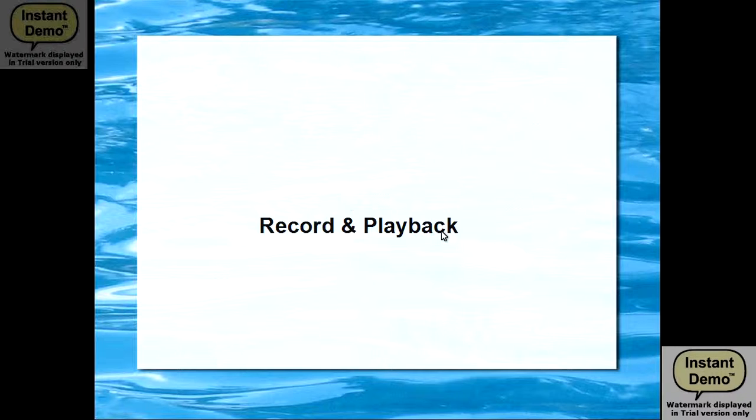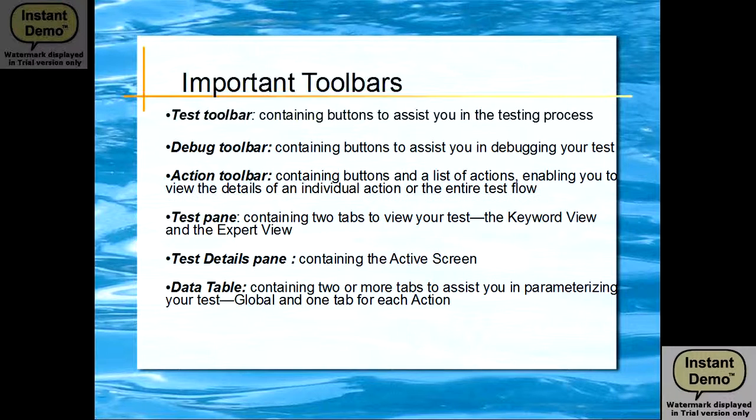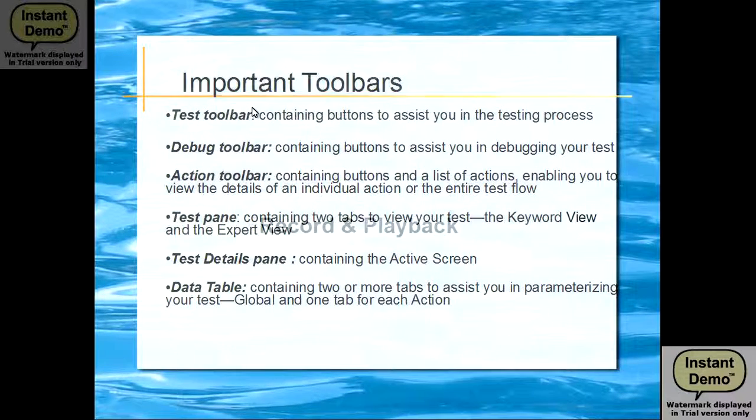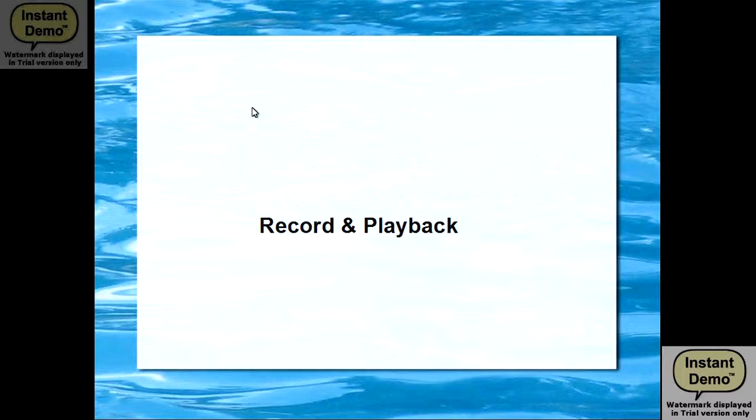So how QTP will work is, first, we will click on the record button. Then we'll start performing the actions on whatever testing we want to do. The moment we want to stop, we'll just click here, and we will get something like this.